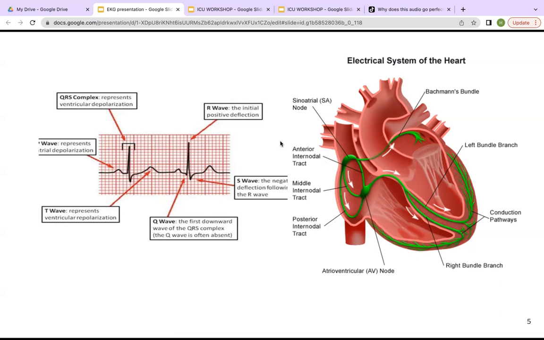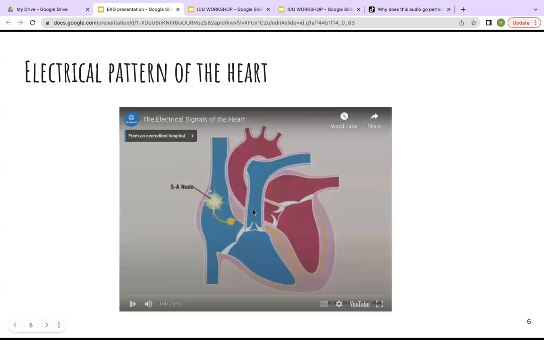When we get into rhythms that are having blocks or problems with these nodes, it's because they're either starting from a different node than they're supposed to, or there's a block in the communication of the electricity, and it's no longer systemic. It's no longer in a good relationship with each other. So let's look at this.